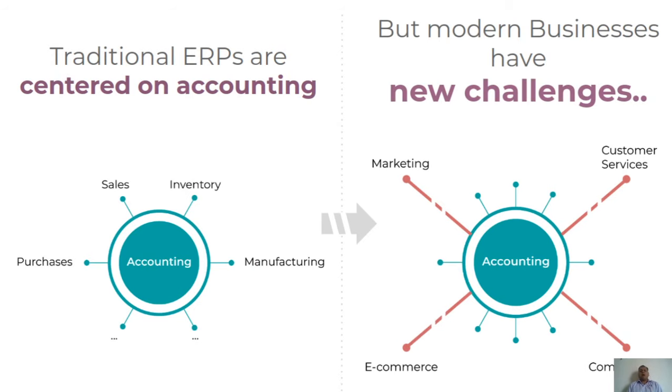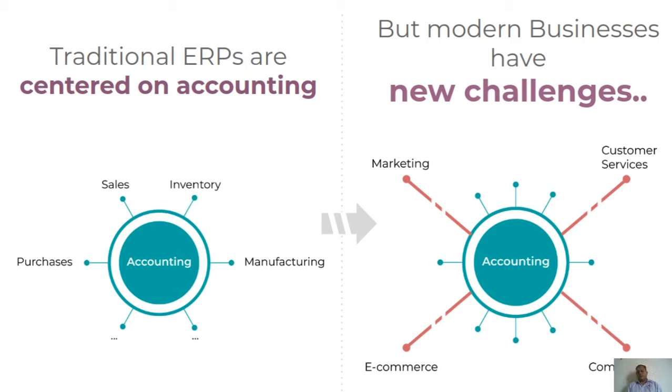So how is Odoo different from traditional ERP? Traditional ERPs are centered on accounting. So as an SMB, you can only streamline sales, purchase, inventory and accounting related activities. However, the dynamics of doing business are changing rapidly, and modern business has new challenges.